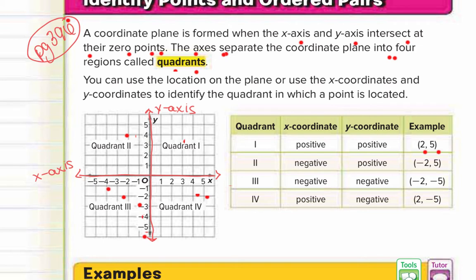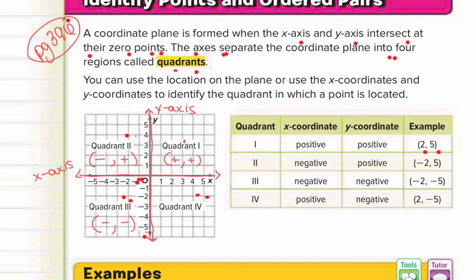All the x coordinates in quadrant 2 are negative, and all the y coordinates in quadrant 2 are positive. So any ordered pair in quadrant 2 is first going to be negative and then going to be positive. So in quadrant 1, they were positive, positive. Now quadrant 3, all the x coordinates are negative and all the y coordinates are negative. So any point in quadrant 3 is going to be a negative number and then a negative number.